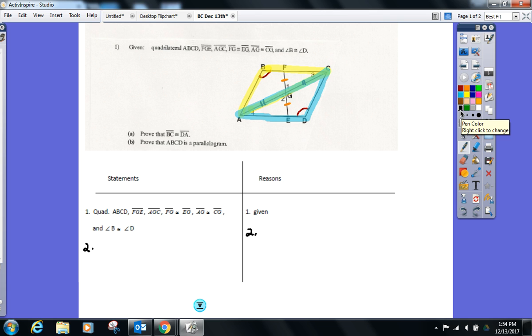What do I already have? I already have B and D, right? Congruent. So there's a pair of angles. Can you guys get me anything else on your own? Anybody see anything else on your own? What's up, Holiday?